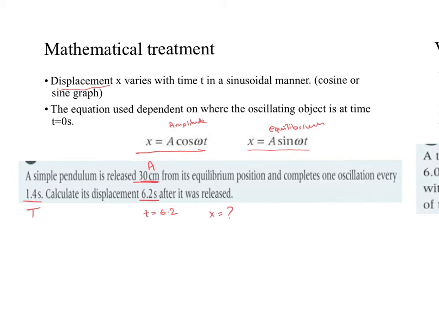So we know that it started from a maximum amplitude, so we will use this equation. That will be 0.3 meters, because we need that in meters, times cos of 2 pi over T, which is 1.4, times 6.2. That's for the omega, by the way, so I use 2 pi over T. And you should get an answer of minus 0.27 meters, which is telling you that the pendulum should be on the opposite side of the equilibrium position from where it has been released.